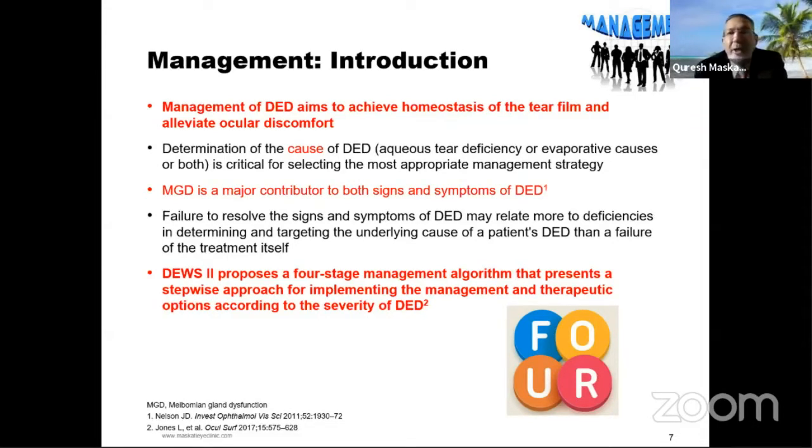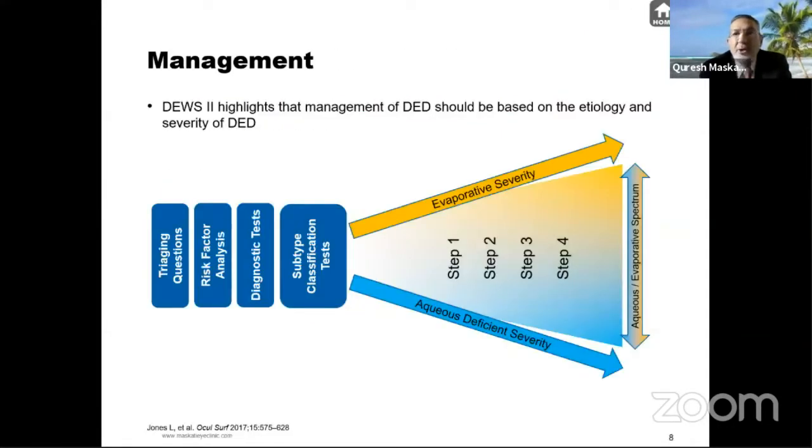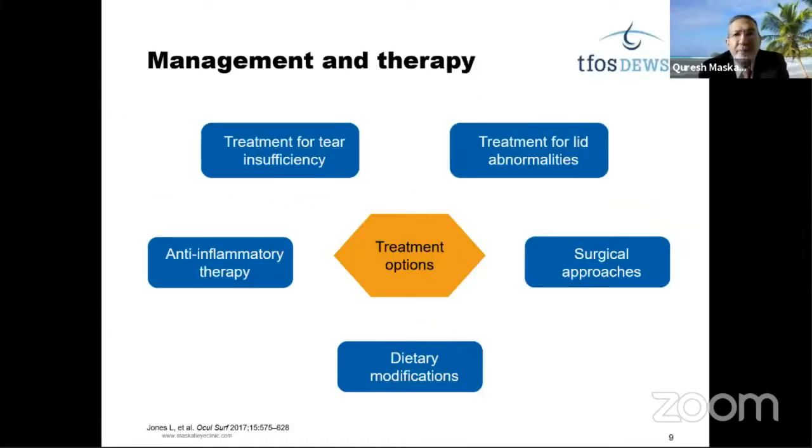After Srini's explanation to you about the necessary investigations and classification into evaporative and aqueous deficient, or predominantly evaporative or predominantly aqueous deficient, we then come to a 4-stage management algorithm, which gives a stepwise approach for approaching these patients. So there is a step 1, step 2, step 3, and step 4 approach that we do. As I said, after you've classified the patients, what are the treatment options that we have?